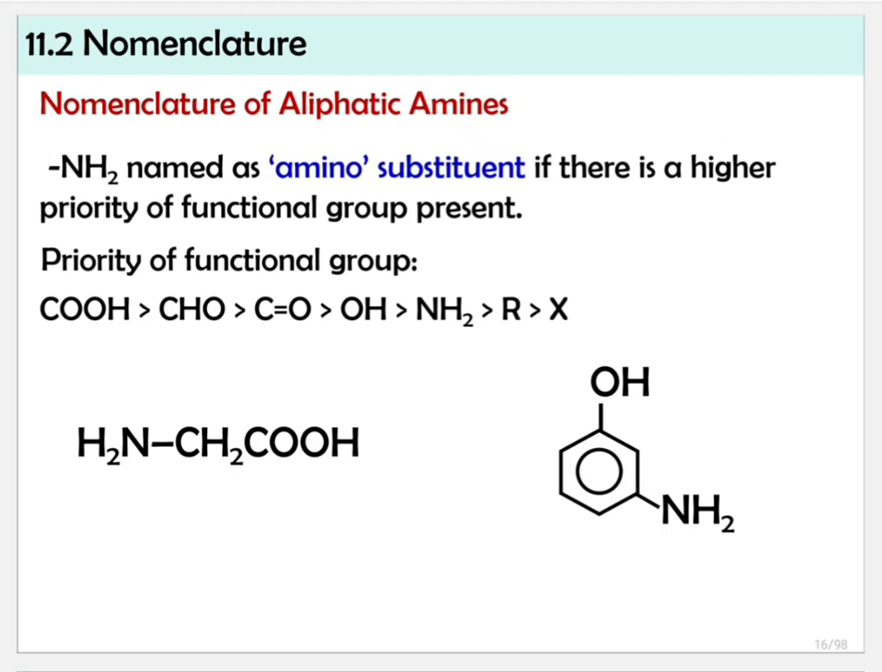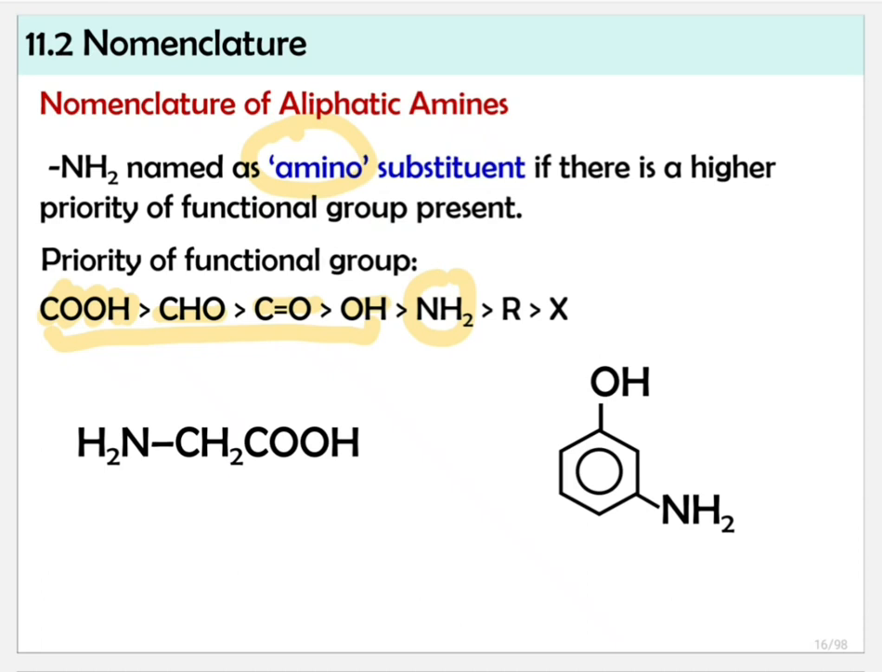Okay. So, hopefully boleh faham untuk naming sebab kita nak tengok case yang seterusnya kalau kita ada lebih daripada satu functional group. Okay, jadi ini masih mengikut priority. So, NH2 akan diberi nama amino sebagai substituent if there is a higher priority functional group present. Okay. Jadi macam yang saya pernah explain before, COOH paling tinggi and then kita akan follow dengan double bond O iaitu CHO dan C double bond O. Lepas tu OH barulah NH2. Okay, jadi 4 functional group yang dekat depan ni priority dia lagi tinggi.